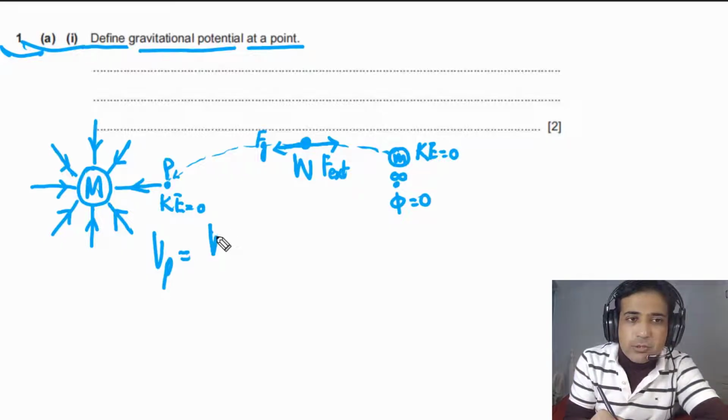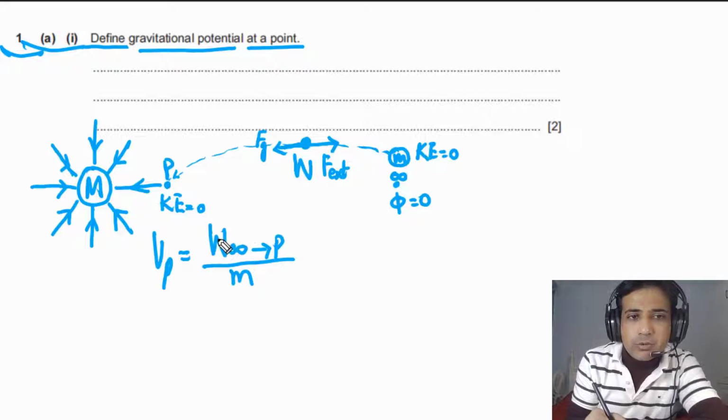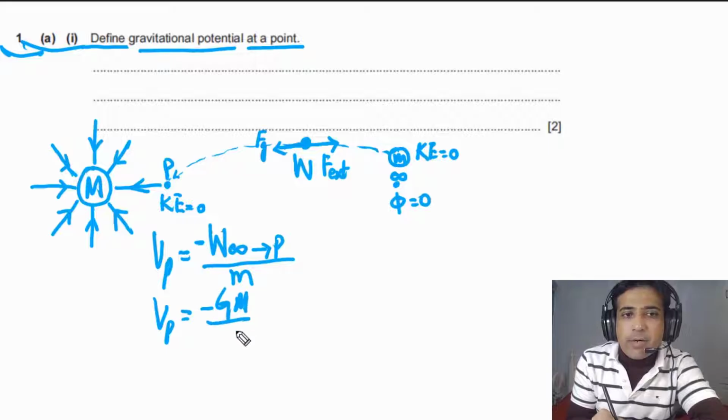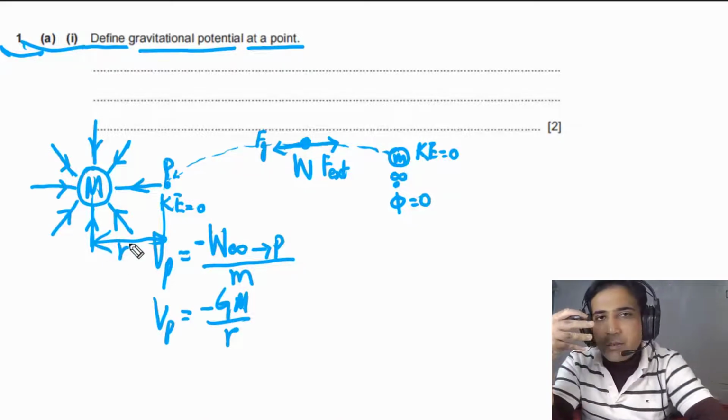So simply in this case, you will say gravitational potential at point P is equal to the work done to bring unit mass from infinity to point P, divided by mass, meaning the unit mass. And in this case, you need to understand work done by the external force is negative. That's the reason potential anywhere, after infinity, is always negative. So the formula for gravitational potential at any point is minus G capital M divided by R, where R is the distance from the center of this mass to point P. So this is how we define gravitational potential.